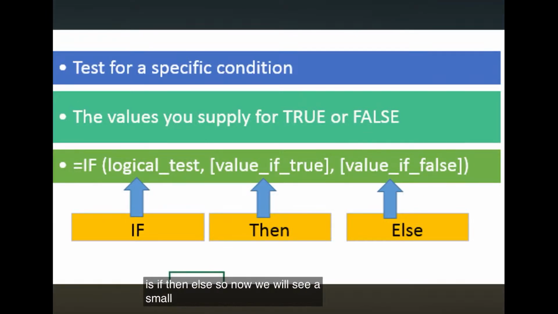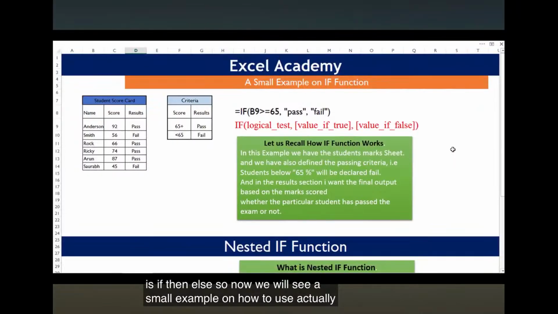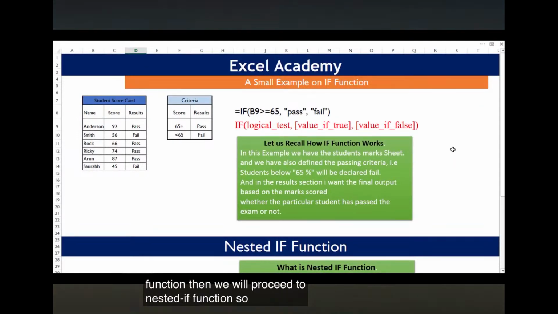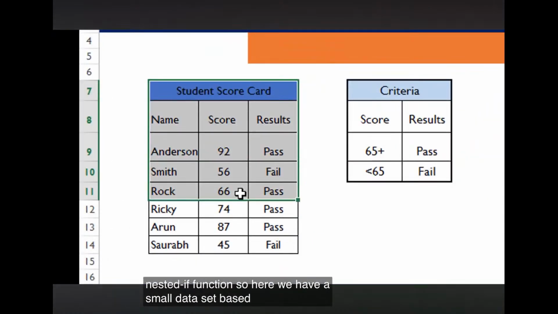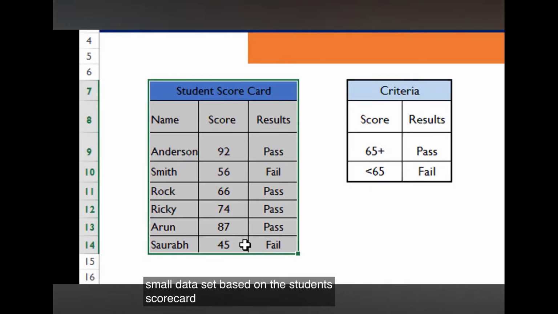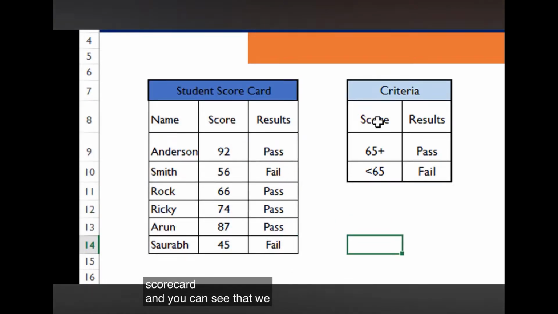So now we will see a small example on how to use Excel if function, then we will proceed to nested if function. So here we have a small data set based on the student's scorecard, and you can see that we have also defined a criteria for passing marks, that above 65% marks will be declared as pass.